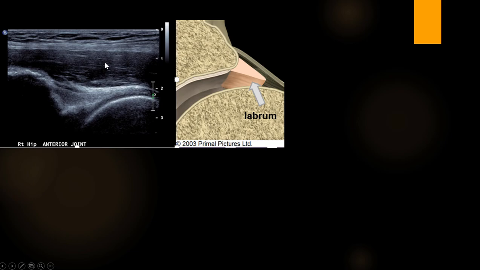So in longitudinal, with the probe placed on the AIIS, we see the iliofemoral ligament, which is the capsule. We see the femoral head, and we can see part of the anterior labrum of the hip, which always looks triangular and echogenic. So this is a nice normal looking hip. So this is the anterior acetabulum here, and obviously the joint down in here, and the cartilage over the femoral head.